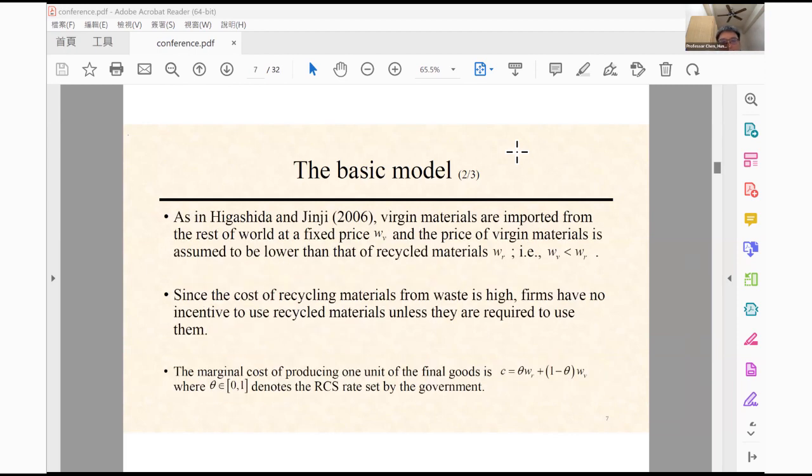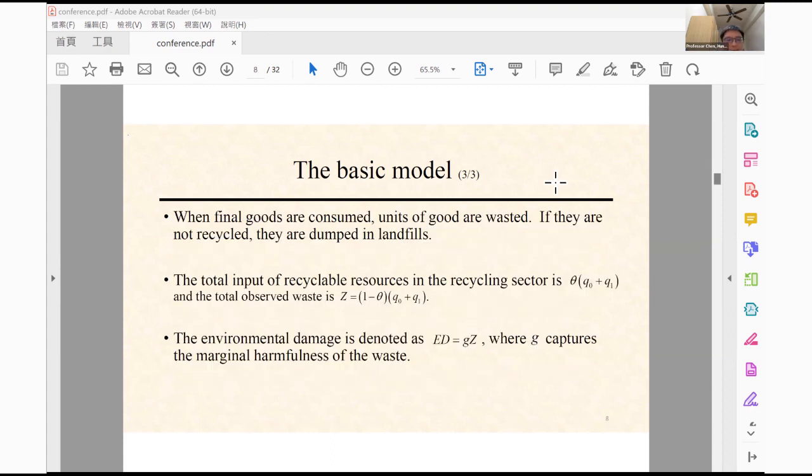As in Higashida and Jinji 2006, virgin materials are imported from the rest of the world at a fixed price, WV, and the price of virgin materials is assumed to be lower than that of recycled materials. Since the cost of recycling materials from waste is high, firms have no incentive to use recycled material unless they are required to use them. And here is the marginal cost of producing 1 unit of final good.